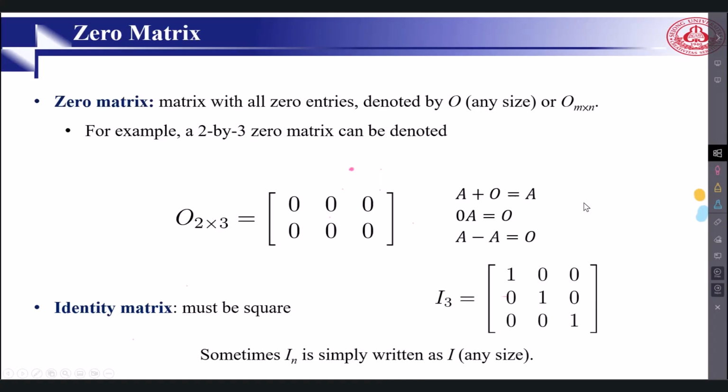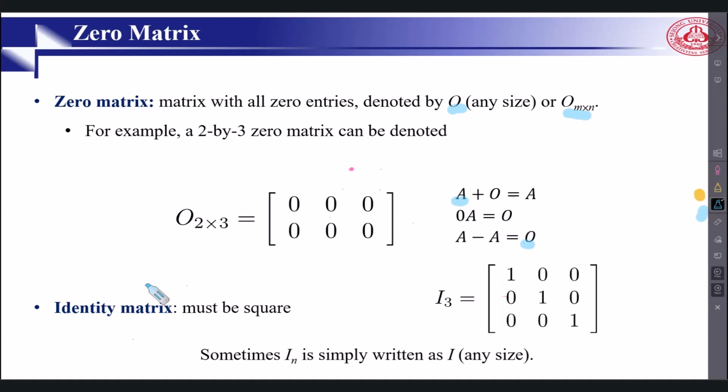Zero matrix. In some applications, we have to initiate a matrix with a desired size, then we store our output, like the zero vector that we had. So a zero matrix is one where all elements are zero, and we denote it by O. You can see here, O with m and n as the size of this matrix. For example, O 2 by 3 means 2 rows and 3 columns. In this case, A plus O is A. Any matrix plus the zero matrix is itself. The zero matrix multiplied by A is the zero matrix, and A minus A is always equal to the zero matrix.